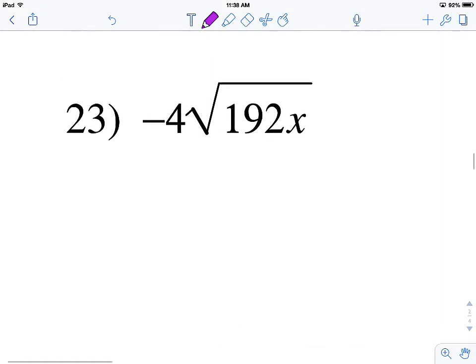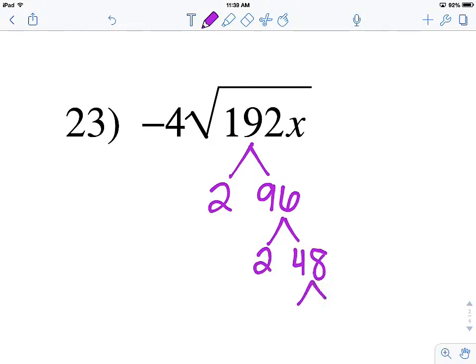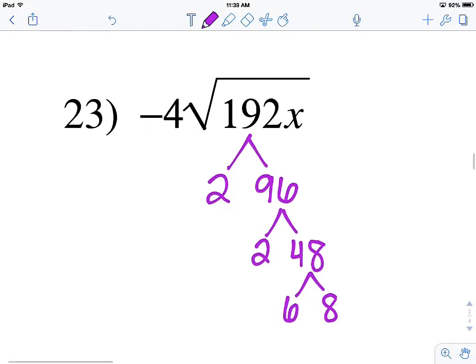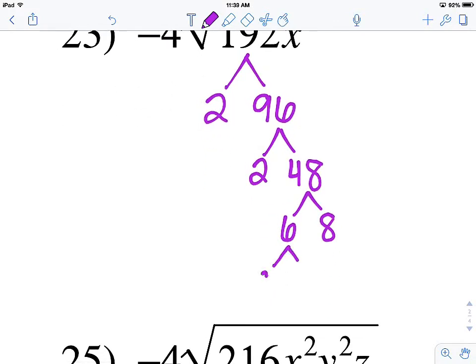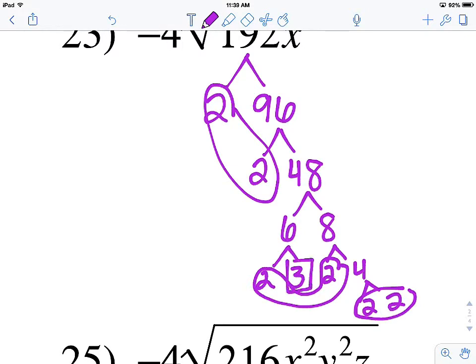23 is very similar. To break down 192, we would have 2 and 96. To break down 96, we would have 2 and 48. And then we have 6 and 8, which would break down to give us 2 and 3, and 2 and 4, which breaks down to give us 2 and 2. So I have one pair of 2's, I have another pair of 2's, and I actually have a third pair of 2's. The 3 is left over.